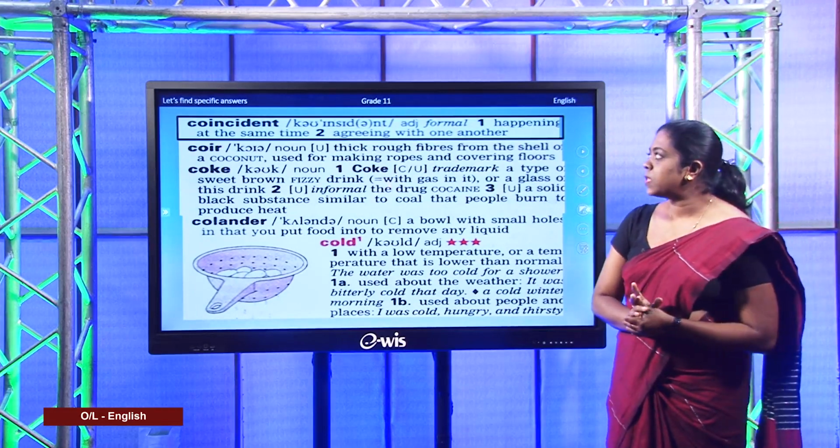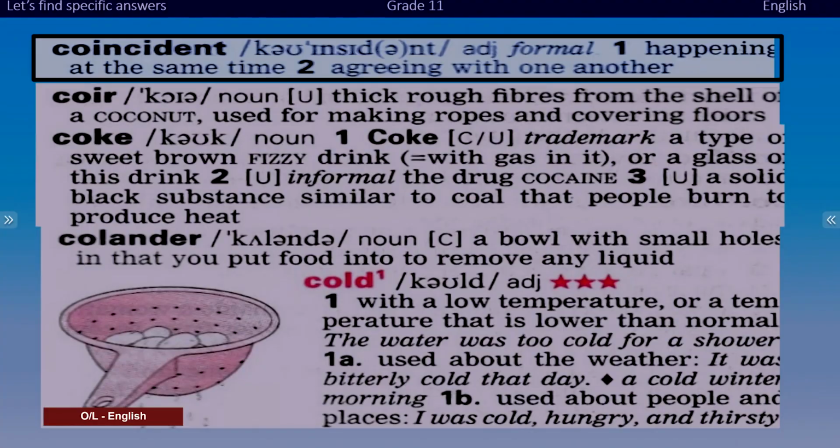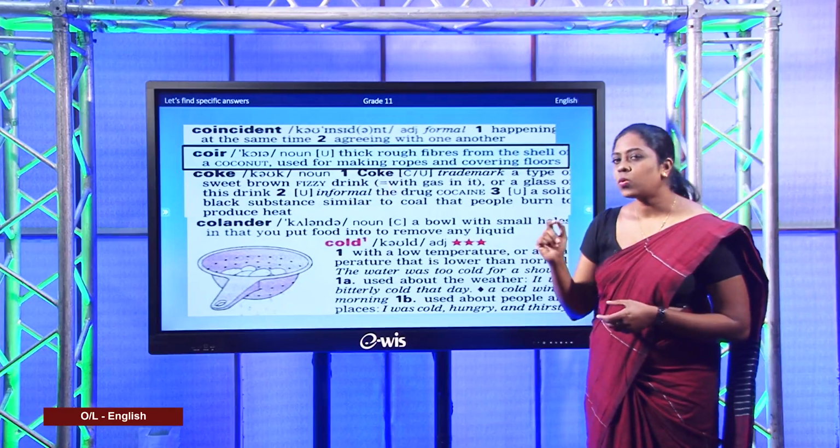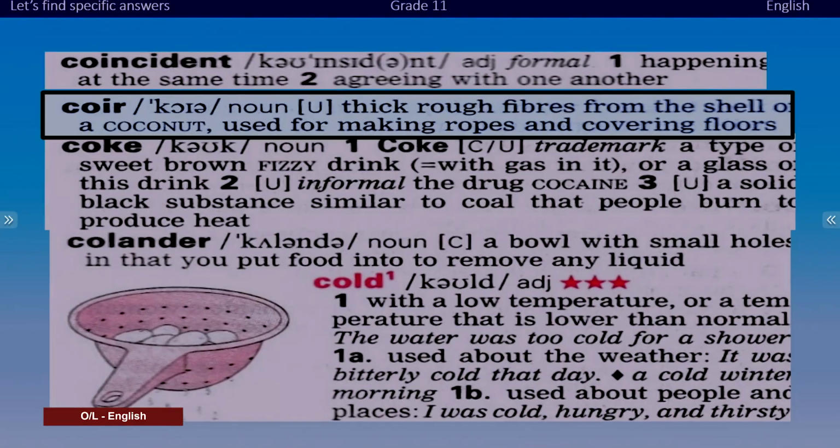The first one, the meaning of the word coincident. Happening at the same time or agreeing with one another. So this is how simply you find the meaning of that word. The second question, you were asked to find a word which means thick, rough fiber from the shell of a coconut used for making ropes and covering floors. That is what the dictionary says. So what is the word? It's coir. Right.